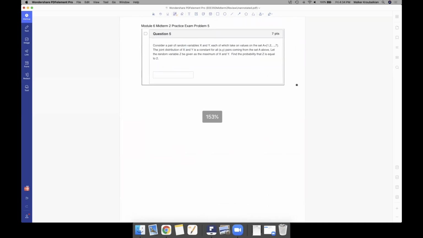Problem 5. Consider a pair of random variables x and y, each of which take on values on the set A equals 1, 2, up to 7. The joint distribution of x and y is a constant for all x comma y pairs coming from the set A above. Let the random variable z be given as the maximum of x and y. Find the probability that z is equal to 2. Okay. So first we need to find what the PDF, or what the PMF, should be, right?